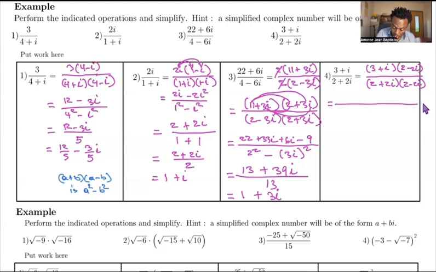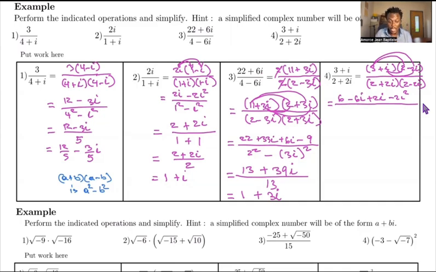FOIL the top. Let's FOIL this instead. So that's 3 times 2, 3 times 2 is 6. 3 times negative 2i, that's negative 6i. i times 2 is 2i. And i times negative 2i is negative 2i squared, which is actually positive 2.